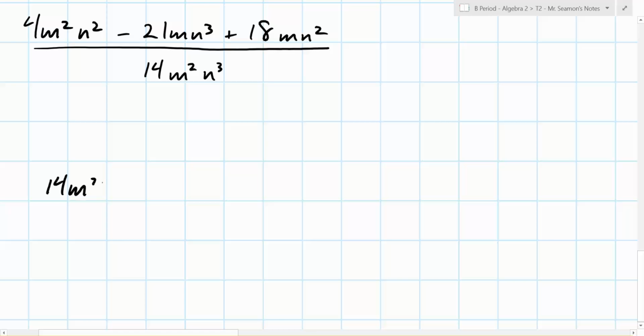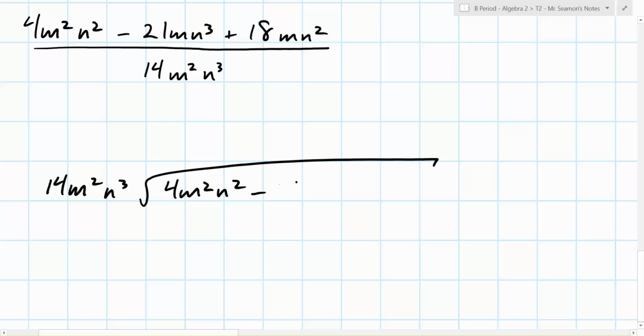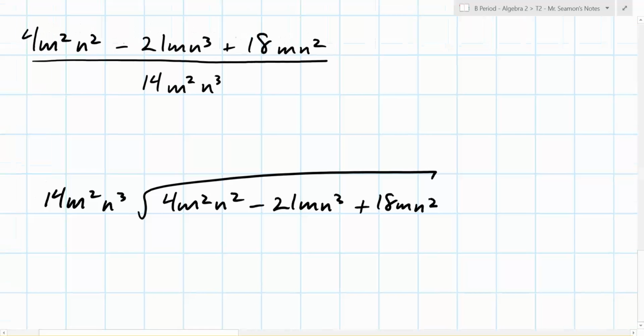So 14m squared n cubed into what? 4m squared n squared minus 21mn cubed plus 18mn squared. Exactly. Nice. Okay. So what did I ask you to do first? Well, I don't know where to go because that's not divisible.